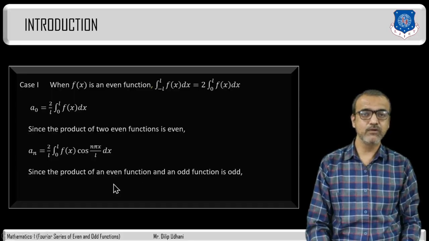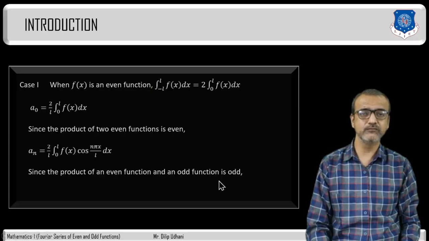Now the product of an even function and odd function is an odd function. So you know the formula of bn, that is 1 over L integration from minus L to L f of x sin n pi x by L dx. Here we are considering that f of x is an even function and sin is an odd function. So even function into odd function, the result is an odd function. So bn will become 0.